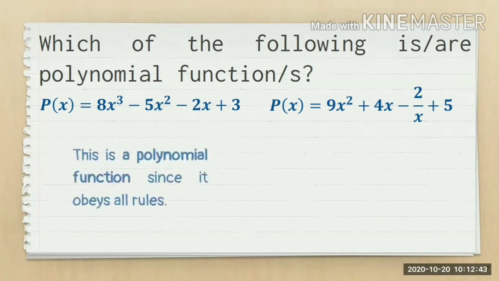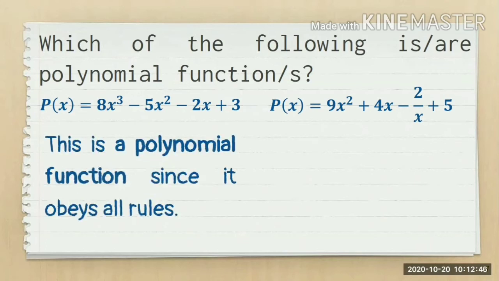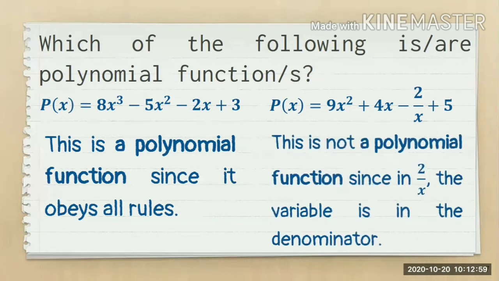Okay, so let's see. So yung ating unang equation or function is a polynomial since it obeys all rules. So wala pong variables na nasa radicals, wala po tayong negative exponents, and wala po tayong variable na nasa denominator. Whereas, yung pangalawang equation natin or function is not a polynomial function since we have there negative 2 over x or 2 over x. So this function is not a polynomial function kasi may variable po sa denominator.